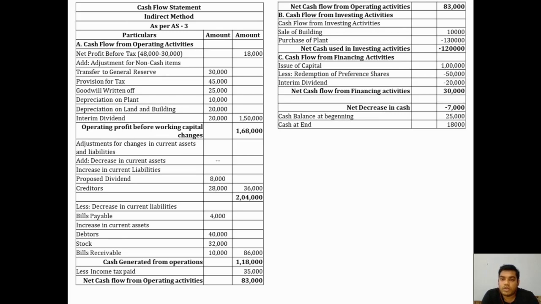So this is the method to solve the indirect method. 99% of the time the indirect method is used. In extreme cases, the direct method is used. So here your cash flow statement chapter comes to an end.